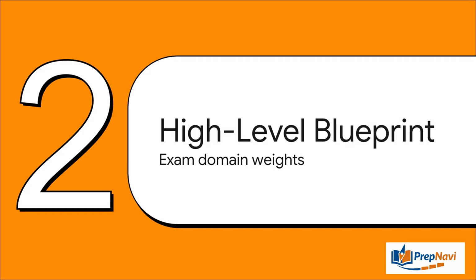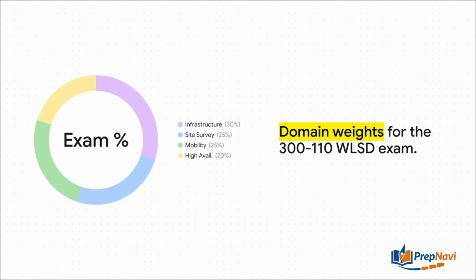Let's move to part 2 and see how this builds out, the high-level exam blueprint and domain weights. This breakdown brilliantly illustrates exactly where your points are actually going to come from. We've got wired and wireless infrastructure holding the biggest chunk at 30%. Then, we have a perfectly balanced tie for second place, wireless site survey at 25% and mobility also at 25%. And finally, WLAN high availability rounds out the whole thing at 20%.